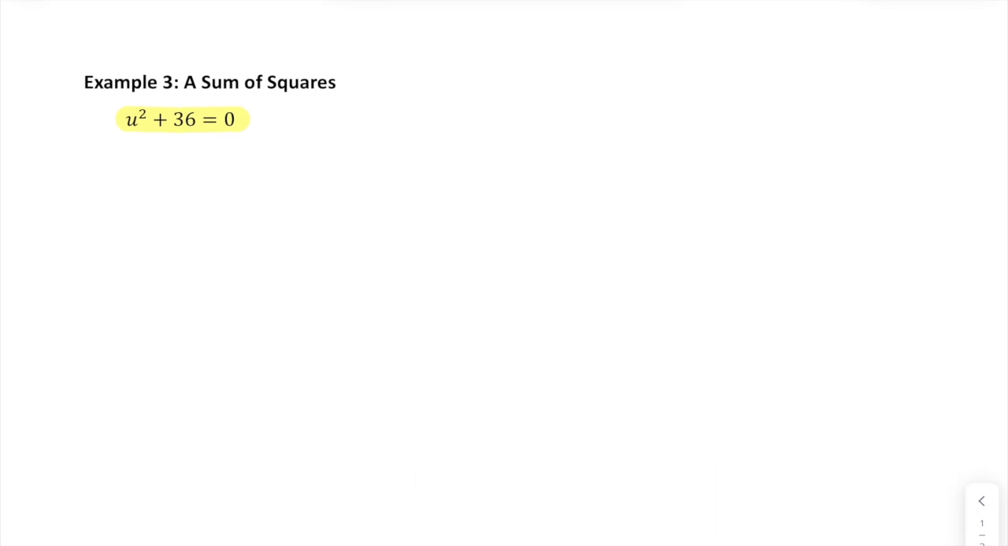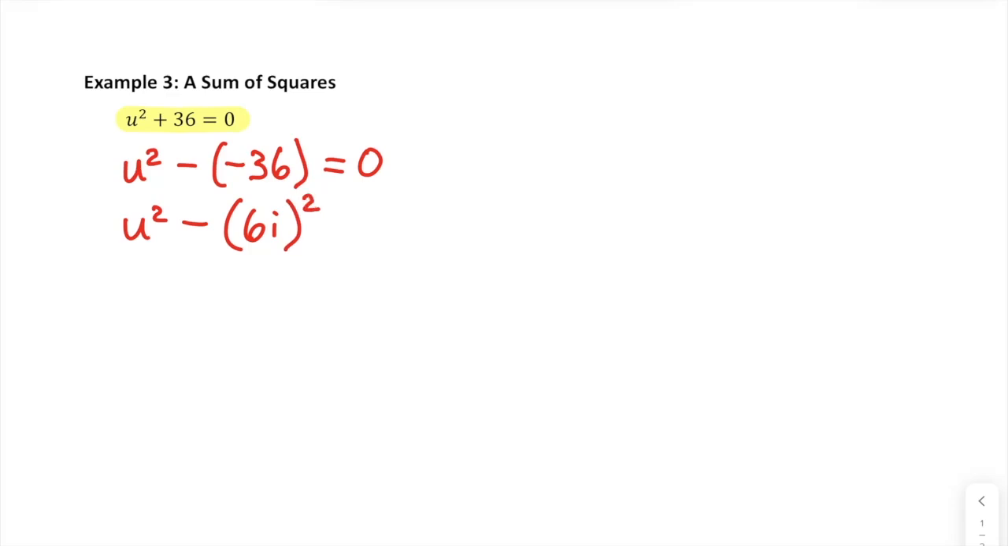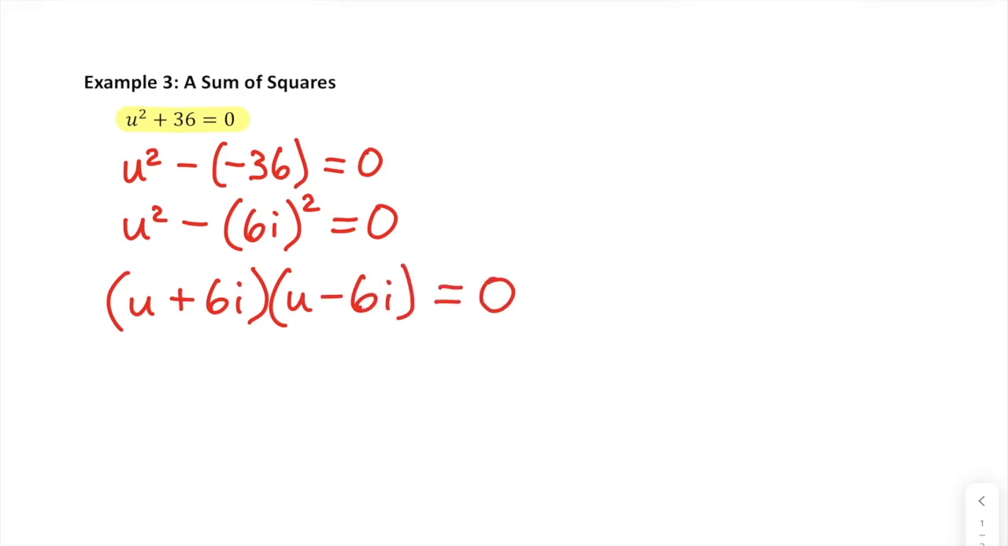Right? And we can do so if we convert it to a difference of squares. We just have to rewrite u squared plus 36 as u squared minus negative 36, and recognize that negative 36 can be rewritten as 6i in parentheses squared. Now it factors as a difference of squares to u plus 6i times u minus 6i, and solving for u gives us positive or negative 6i.